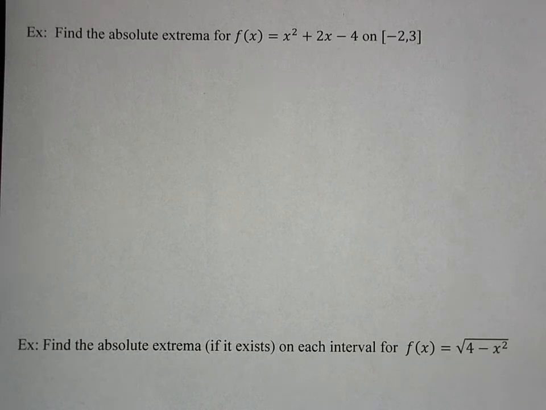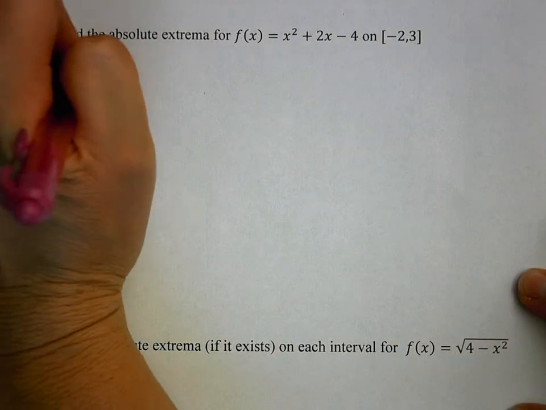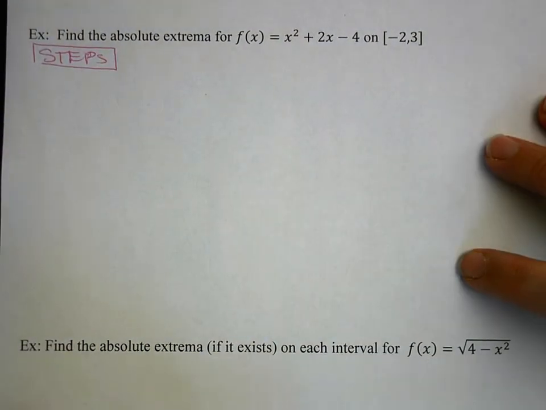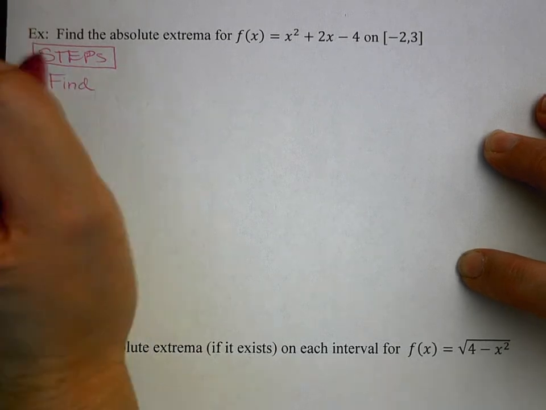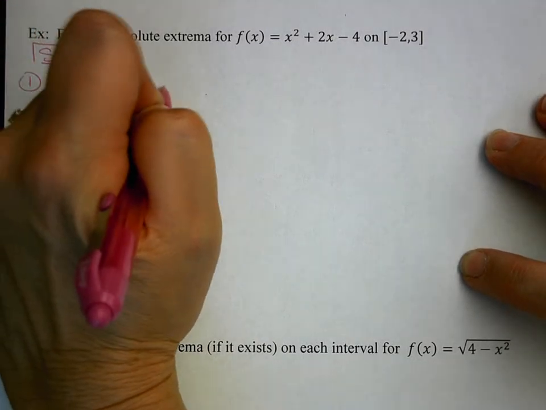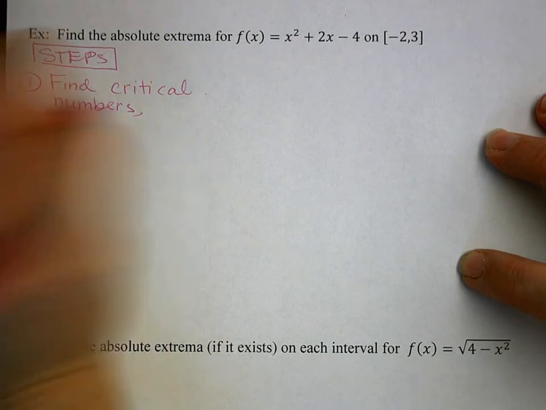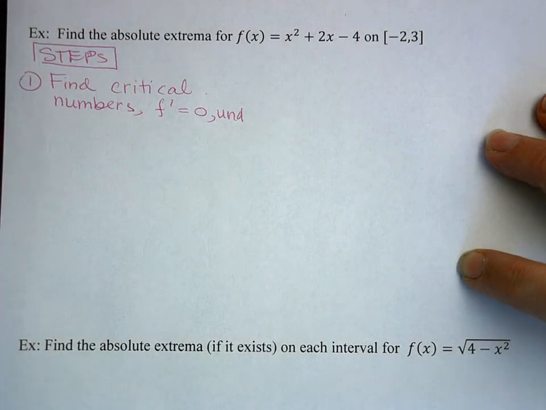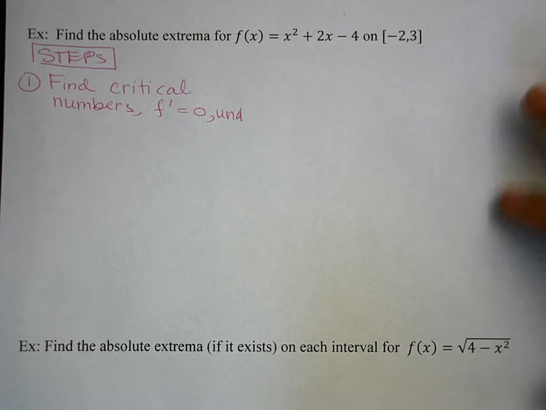Okay, so what are our steps here? Step 1, we want to find our critical numbers. We know how to do that already, right? We're going to set f prime equal to 0 and also look for where it would be undefined. So where is our derivative equal to 0? Where is it undefined?